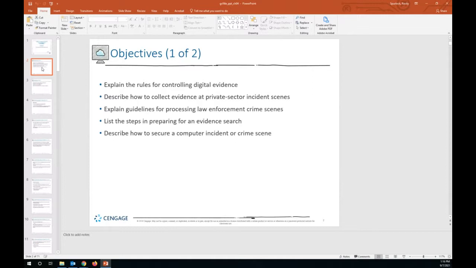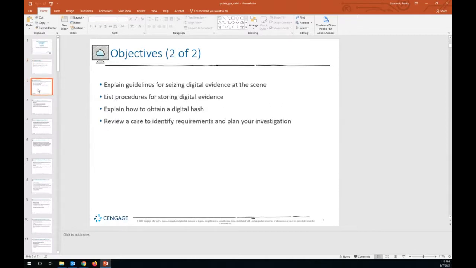We're going to look at the steps in preparing for an evidence search, describe how to secure computer incidents or crime scenes. We're also going to look at the guidelines for seizing digital evidence at a scene, the procedures for storing digital evidence, how to obtain a digital hash, and also review a case to identify requirements and plan your investigation.